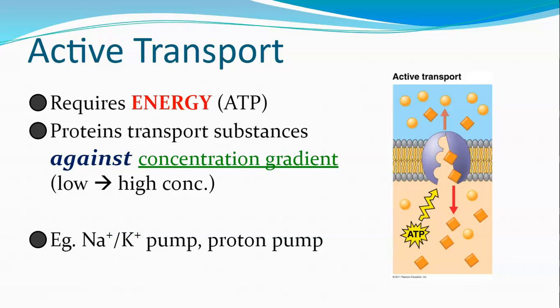Active transport, on the other hand, does require energy. So you're going to need ATP to make this happen. And really that's because you're pumping things against the concentration gradient, from a low concentration to a high concentration. And there are specific pumps that make this happen. There's a sodium-potassium pump in neurons. Whenever there is an action potential, the pump helps reset things. There's also the proton pump in the electron transport chain when we learn about cellular respiration.